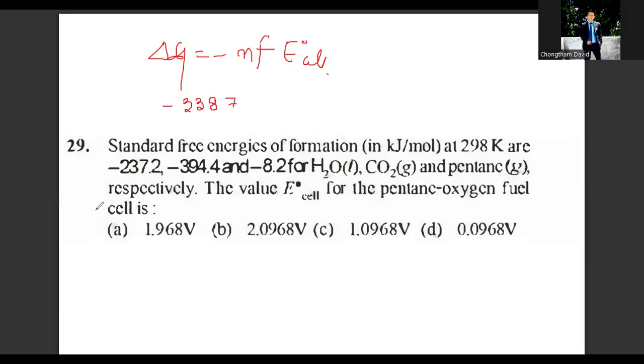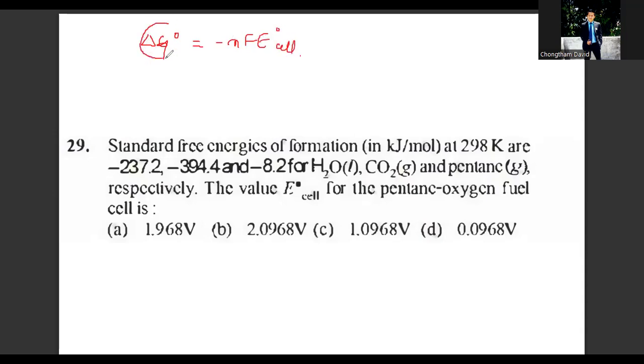Let me re-explain this again. The relationship is delta G equals minus nFE naught cell. So what you have to do here, first you need to find this delta G naught overall value. Let me write here on the bottom. What you have to do here is write the overall reaction. You know what is pentane, right? C5H12 plus 8 oxygen gives carbon dioxide and water.